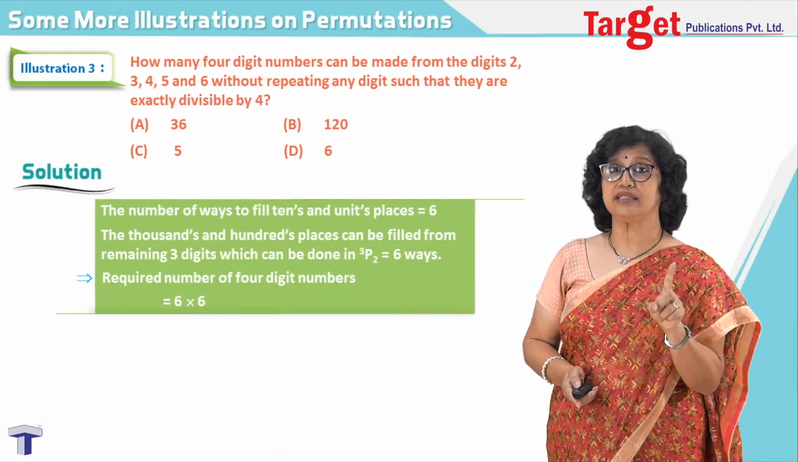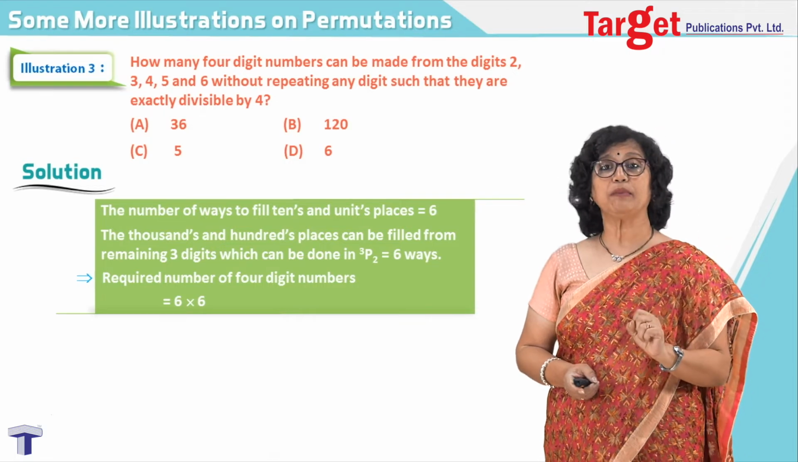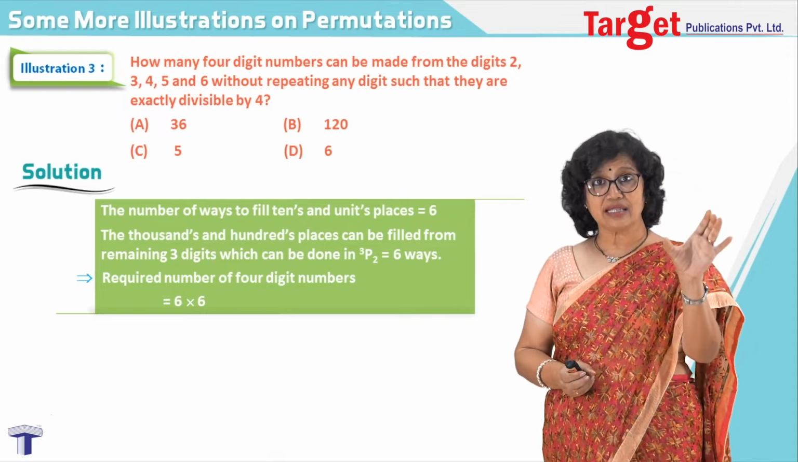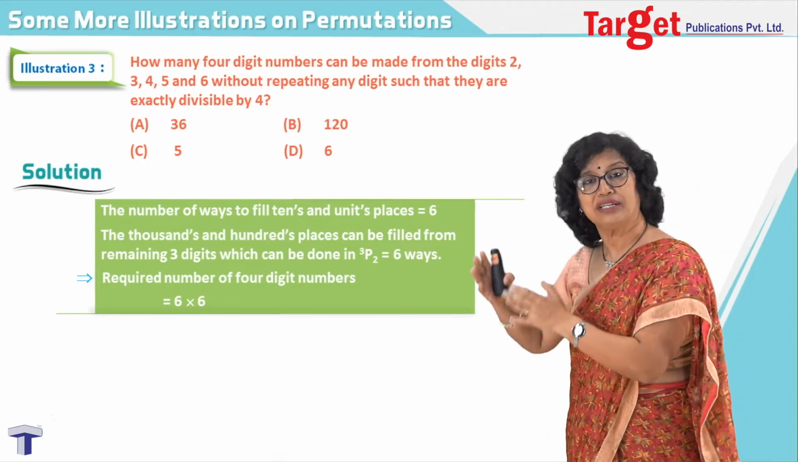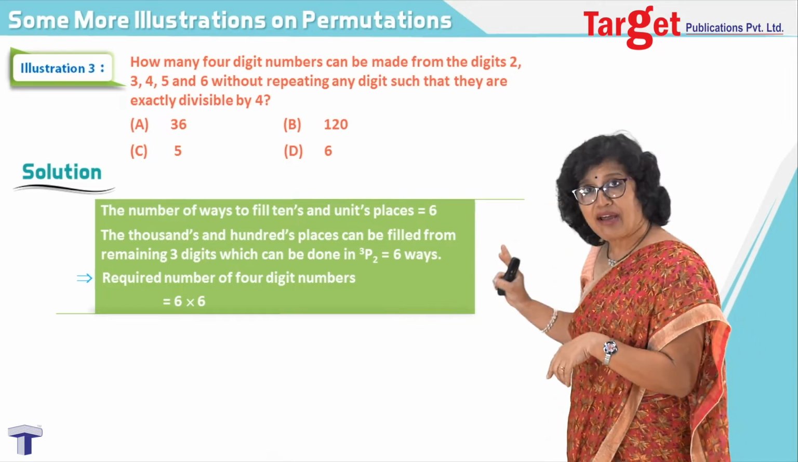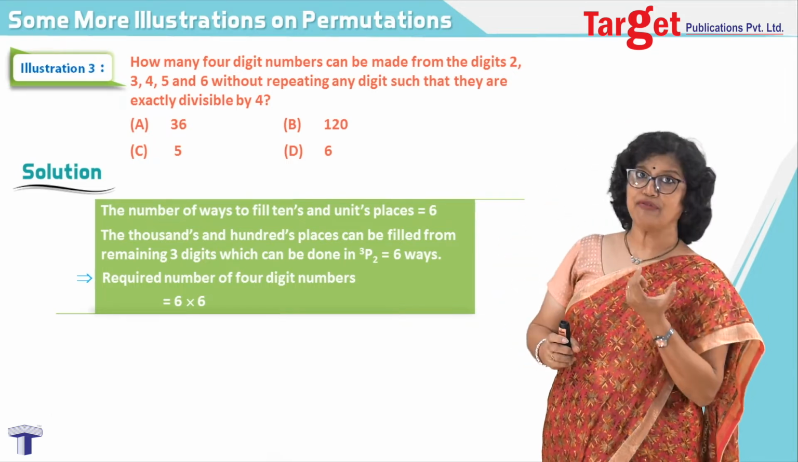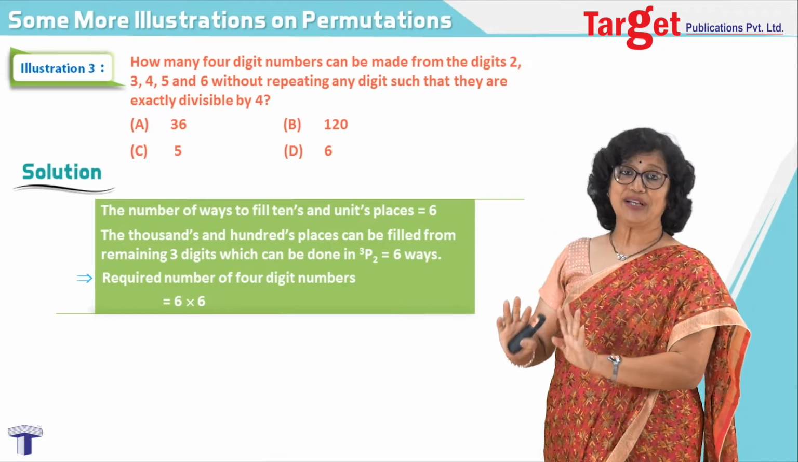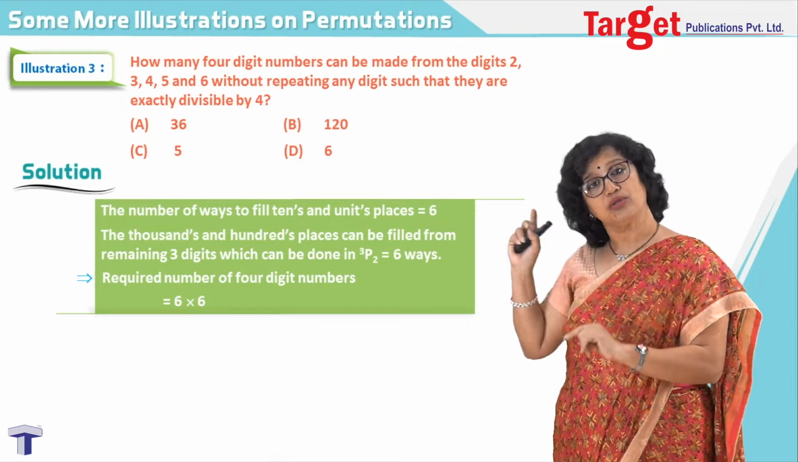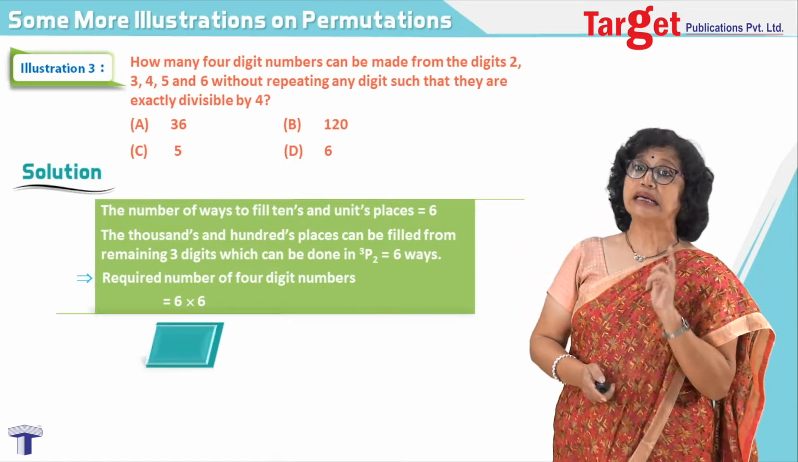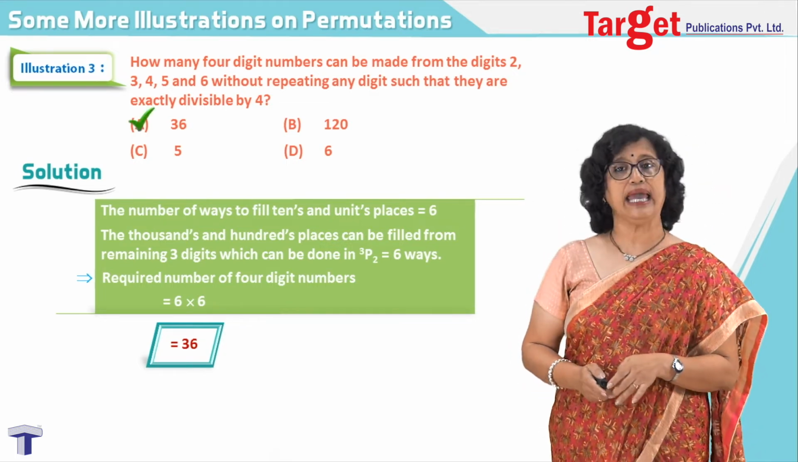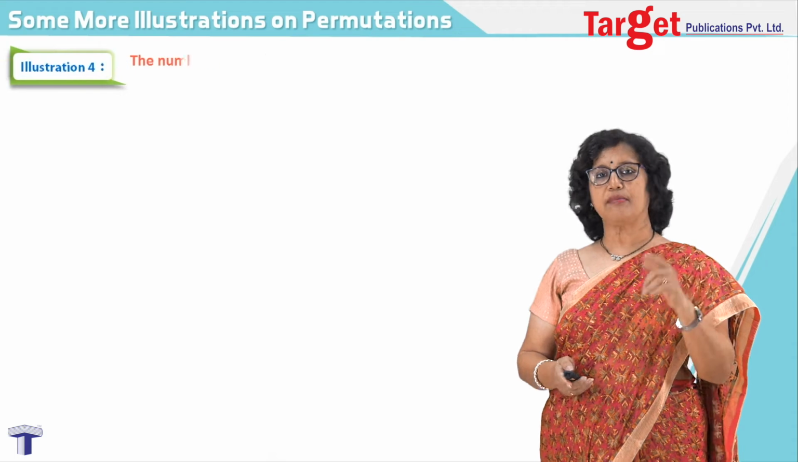Not 6 plus 6. Why? We have used the multiplication principle. Be careful. The multiplication principle says that if an entire task is divided into further subtasks, then each subtask should be completed first. I have divided it into 2 parts, last 2 digits and first 2 digits. Filling the last 2 digits is one subtask. Filling the first 2 digits is another subtask. And then you multiply. So 6 into 6. So the correct answer is 36. Correct? So the first option seems to be the correct answer. So the answer is A. Let us take the next example.